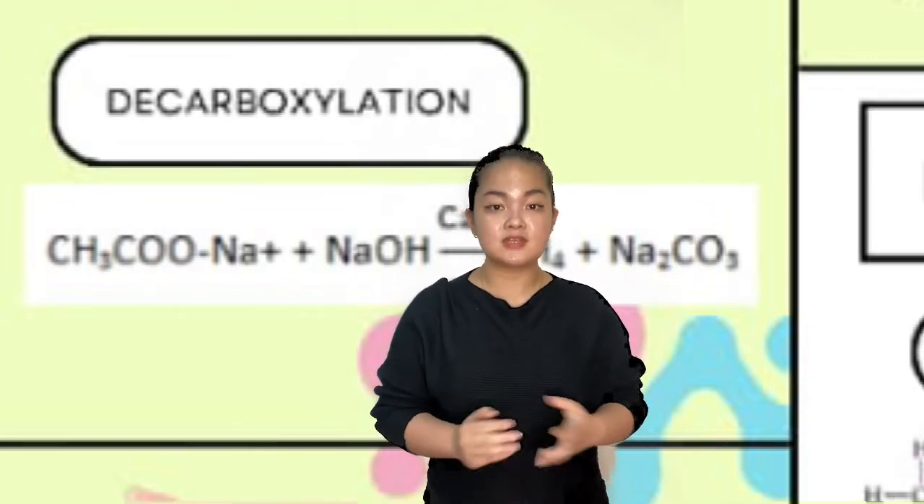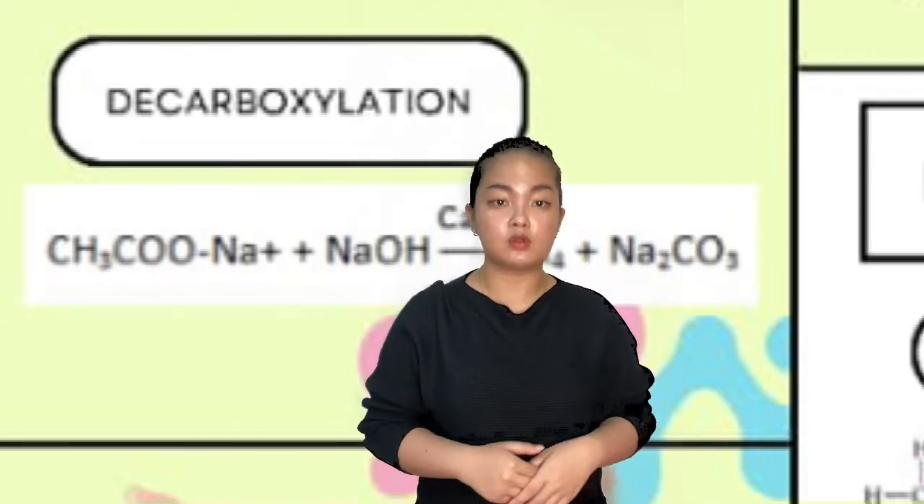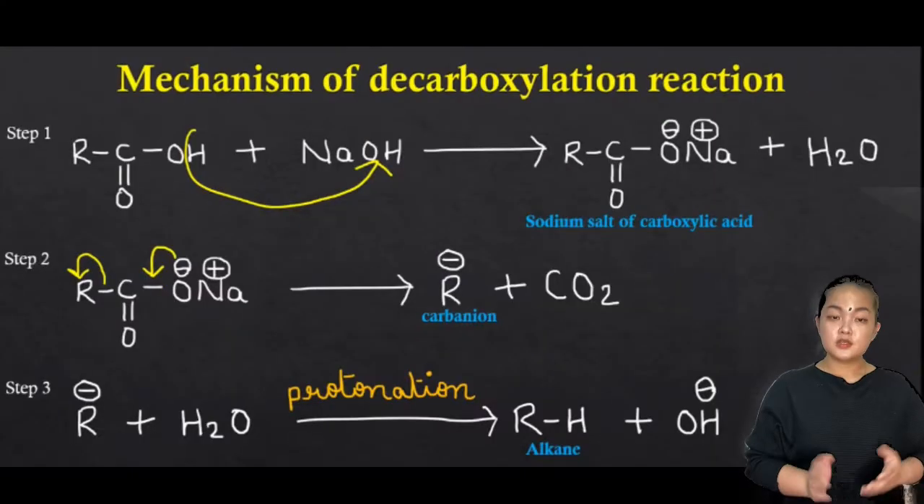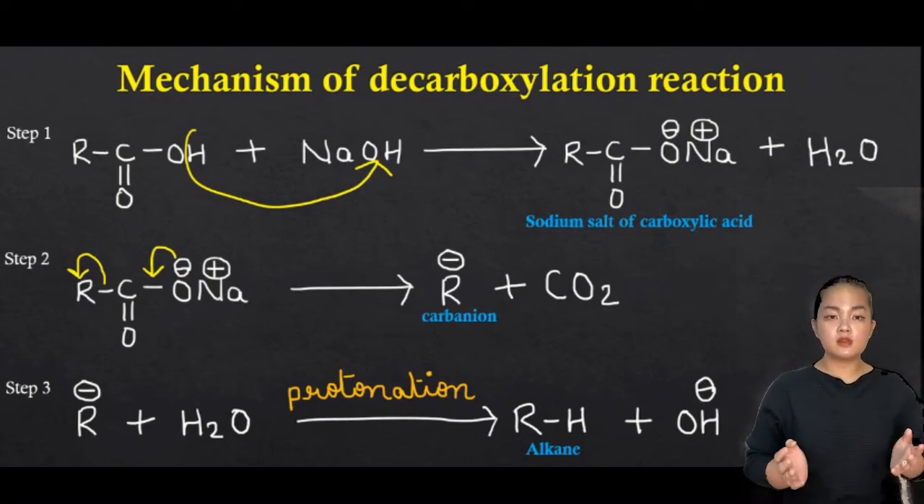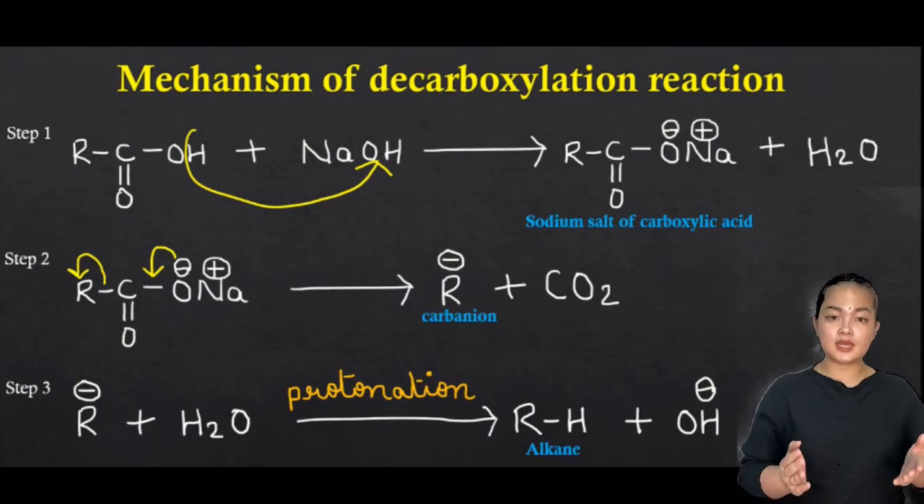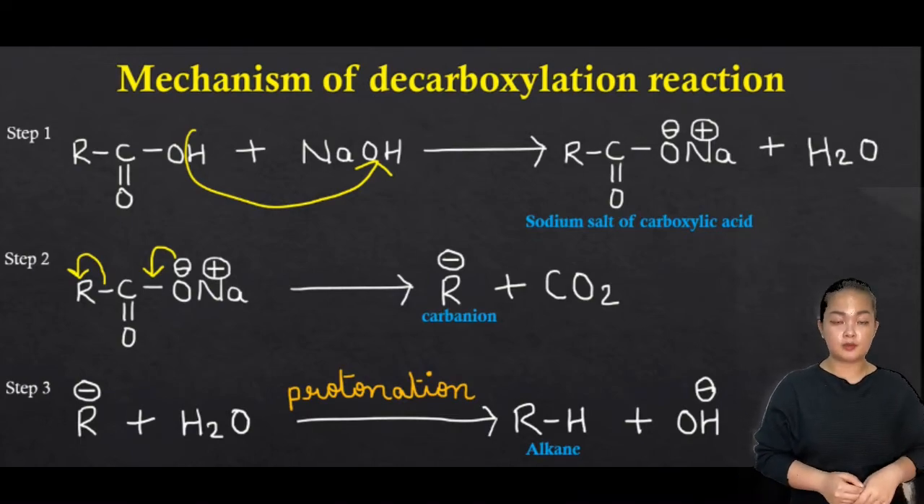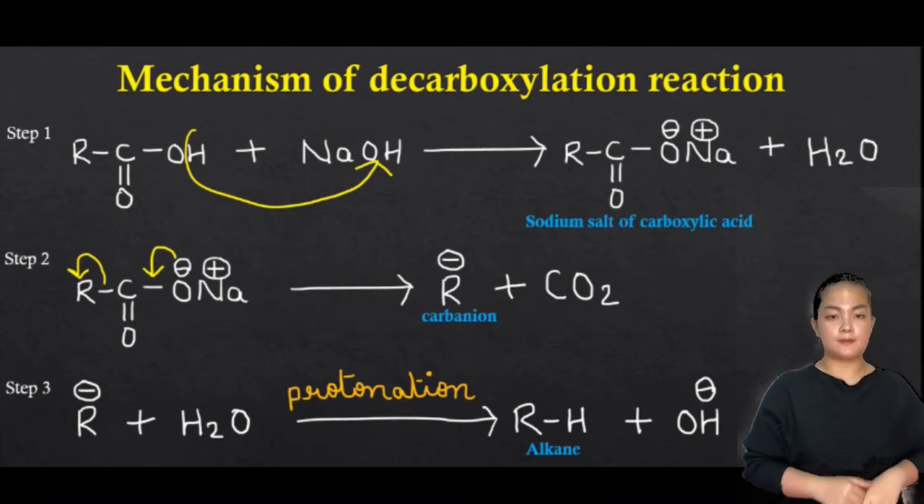The reaction is facilitated by a group of enzymes called decarboxylases. So, the mechanism of the reaction takes place in 3 steps. The first begins with the removal of an H+ ion from the carboxylic acid and the addition of Na, which is sodium. The sodium salt of the carboxylic acid and a water molecule are released in this step.